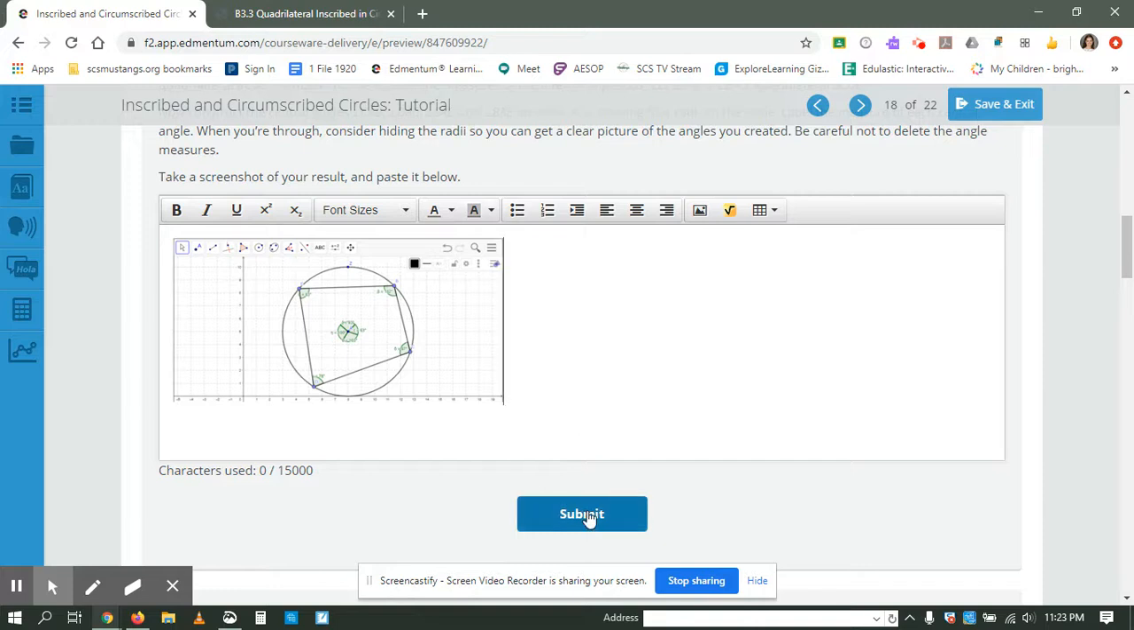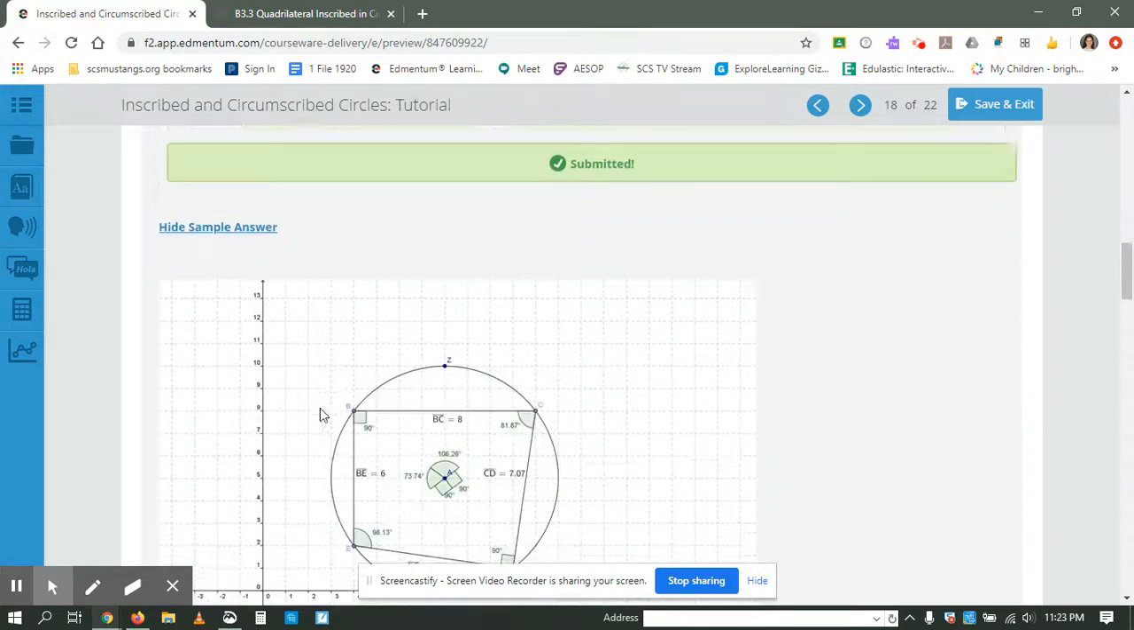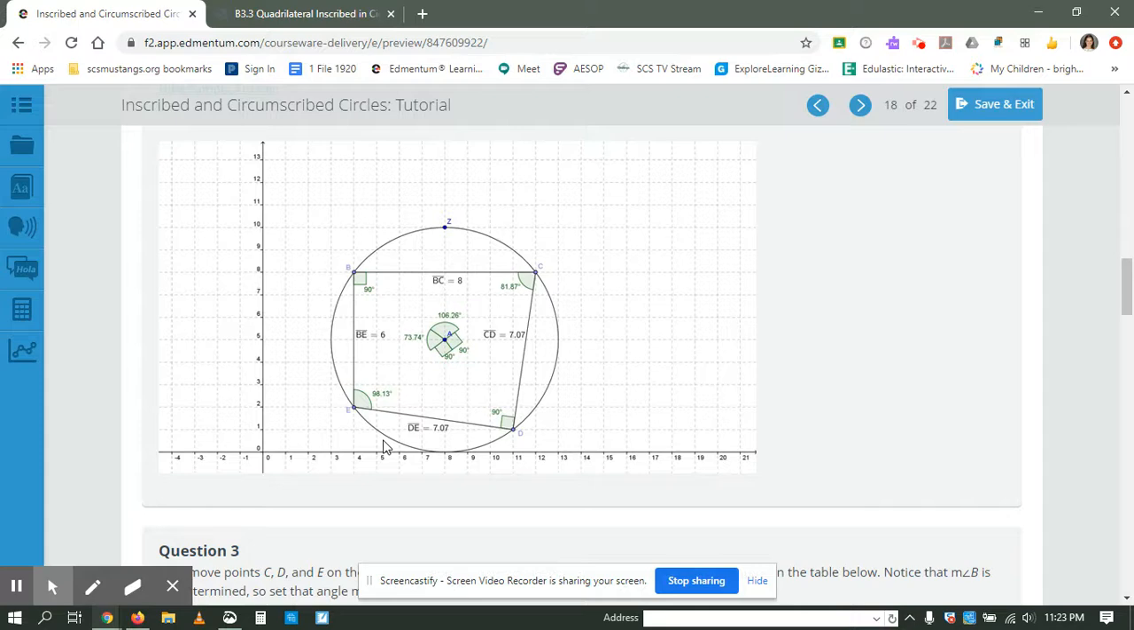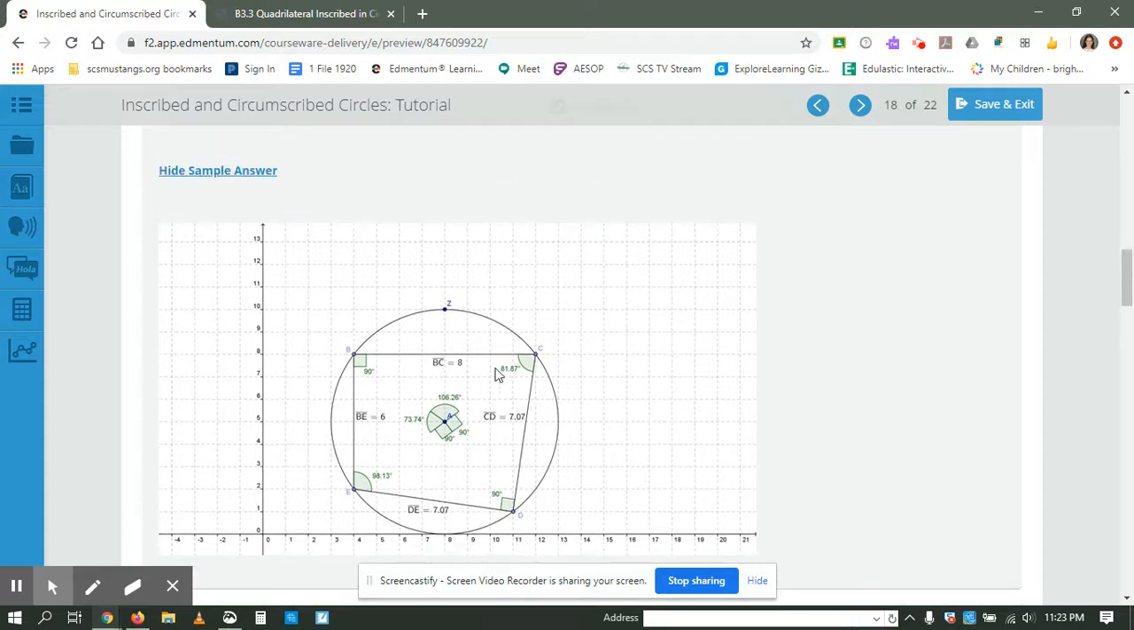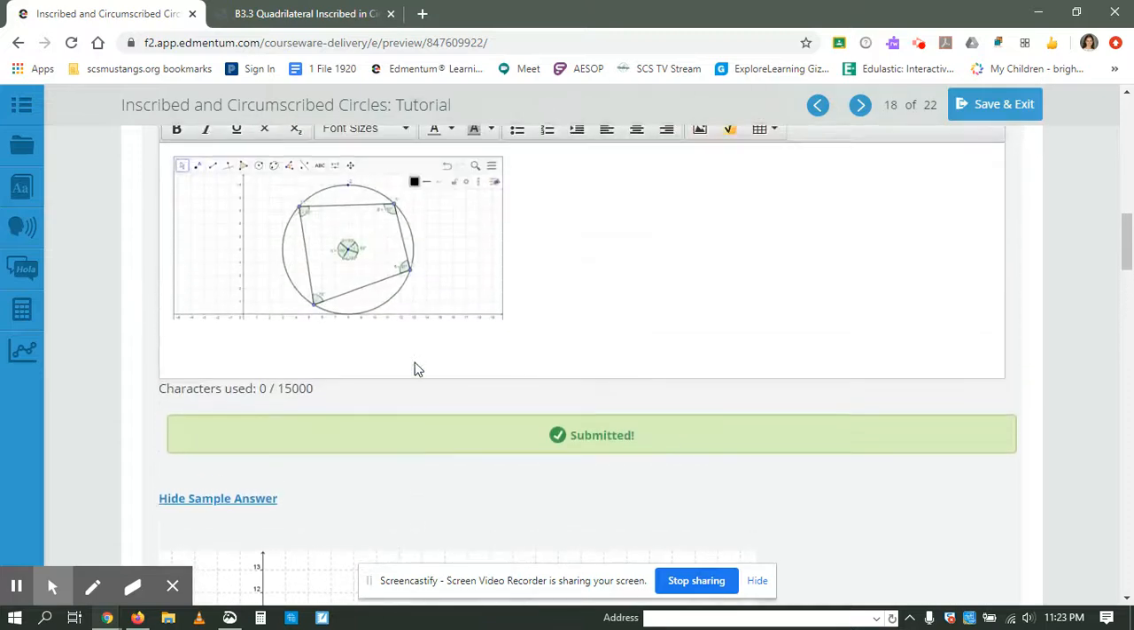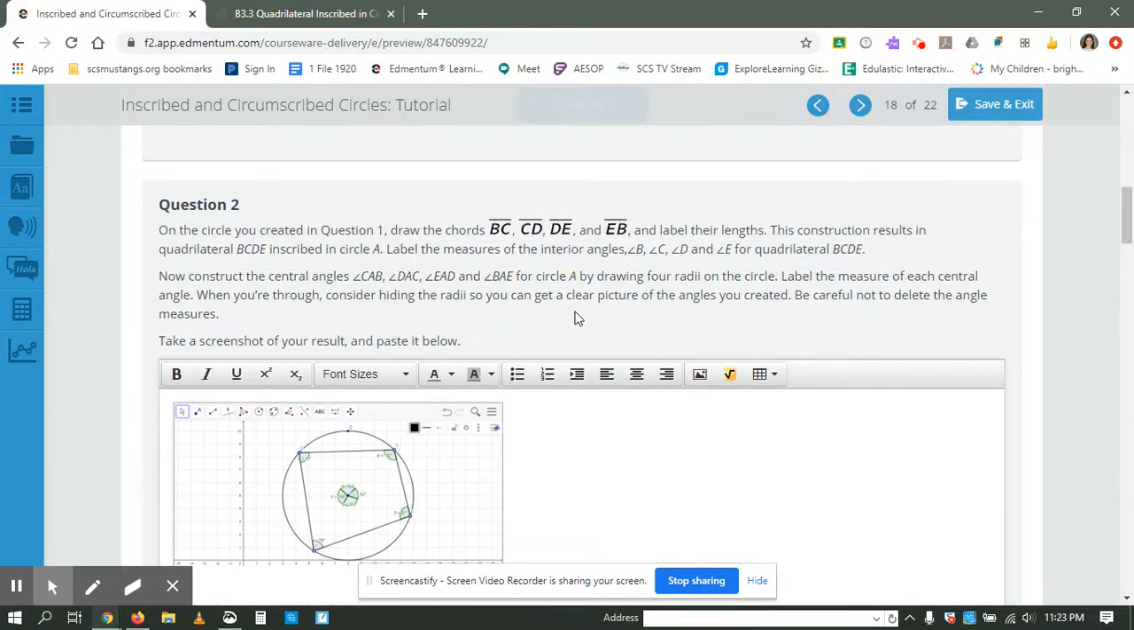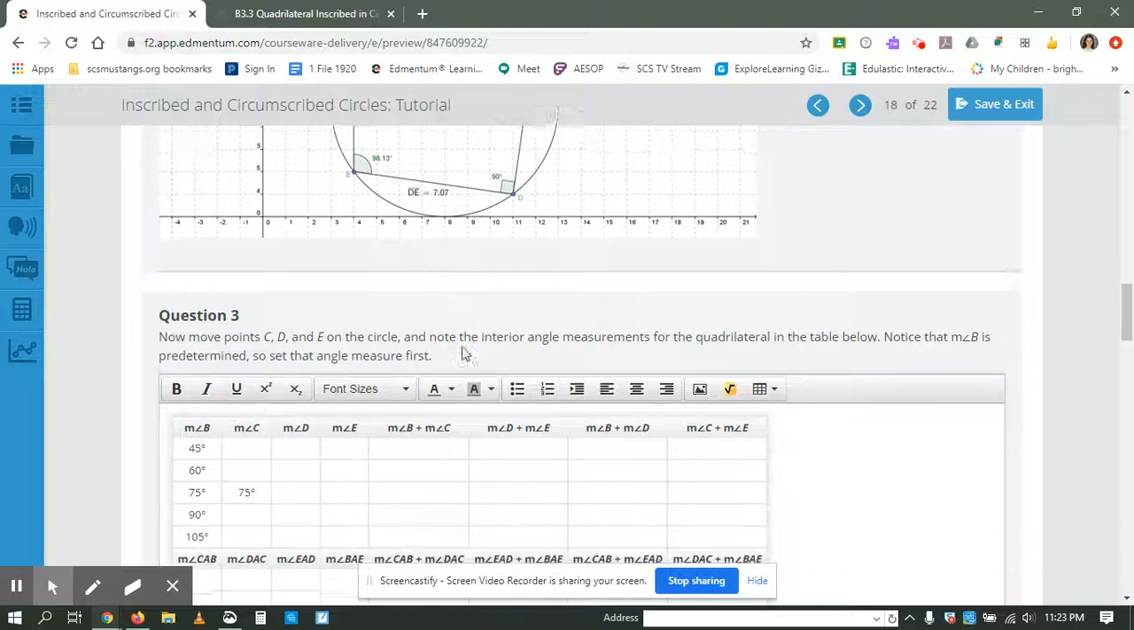There we go. So click submit, and looks good. Looks like they've got other things, and they labeled the sides. I'm not going to have you do anything with the sides for this one. We're going to focus on the angles. So we're going to skip the measure the sides part.